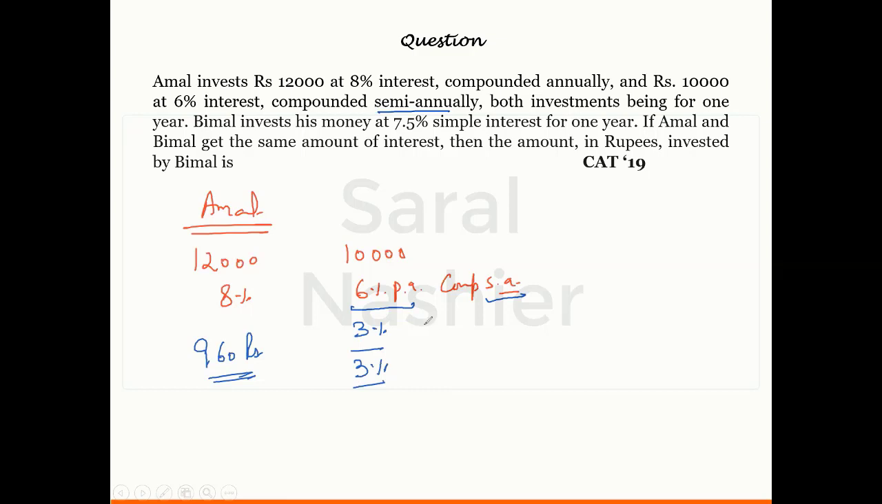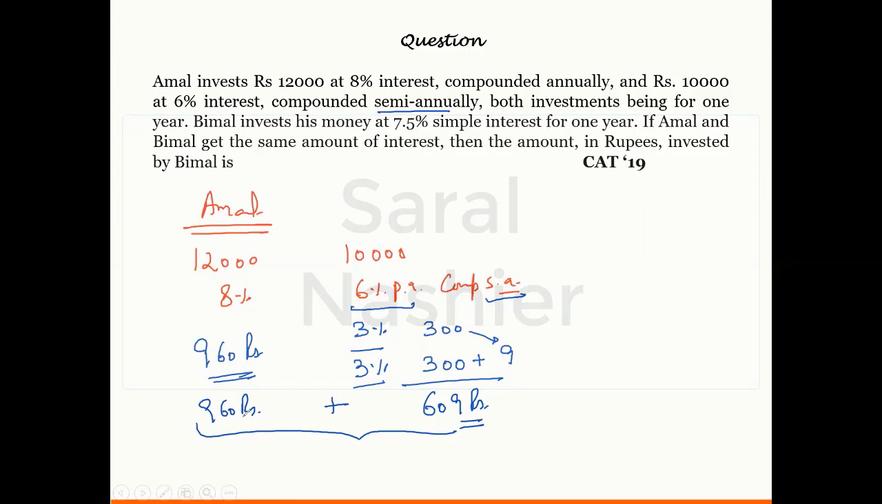So in the first 6 months, you would be getting 3% of 10,000, which is 300. And in the next 6 months, you would be getting 3% of 10,000, that is 300, plus 3% of this 300 as well, which is equal to 9. I hope you remember that. In case of compound interest, you get interest on interest as well. So by compounding semi-annually, we are getting 609 rupees here and 960 rupees here. So basically, Amal is getting a total interest of 960 plus 609, that is 1569 rupees in these two schemes together.